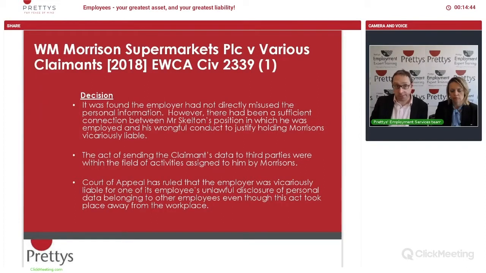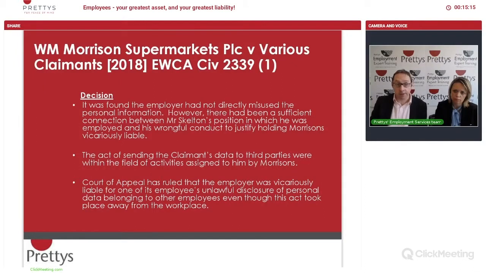However, what the court did find was that whilst not directly liable, Morrison's were vicariously liable because of the connection between Mr. Skelton and Morrison. So effectively, they were liable for Mr. Skelton's unlawful act. They focused on a number of things when reaching this conclusion. Again, they focused on the connection between Morrison's and Mr. Skelton. He was employed by them.